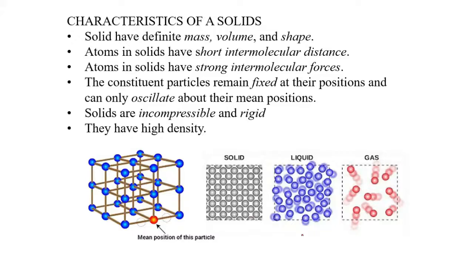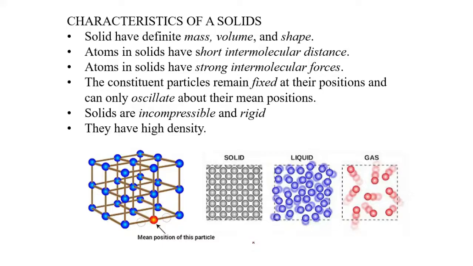First, the characteristics of solids. The first point: solids have definite mass, volume, and shape. They maintain definite mass, volume, and shape.